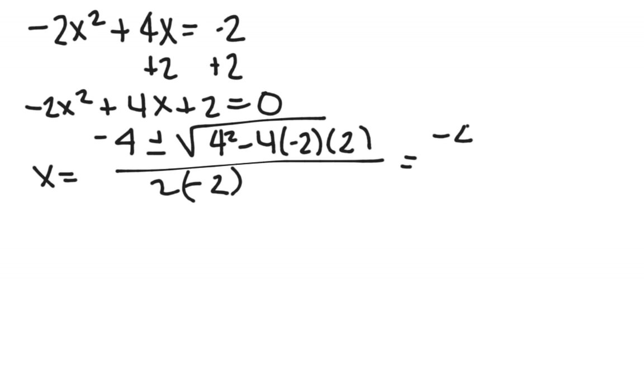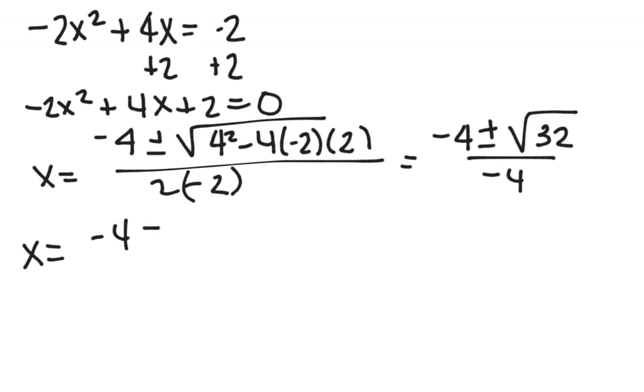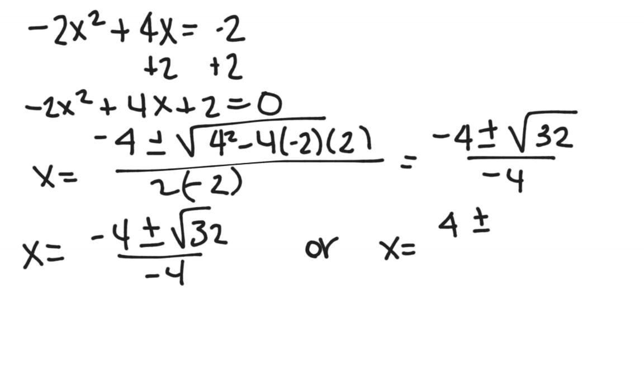So that gives me negative 4 plus or minus square root of, let's see, we get 32 over negative 4. Now, I could leave my answer like that. X equals negative 4 plus or minus square root of 32 divided by negative 4. Or if we turn around and divide everything by negative 1, we get 4 plus or minus. It's still plus or minus because the plus becomes a minus, the minus becomes a plus. Square root of 32 divided by positive 4. Either form of the answer is okay here.